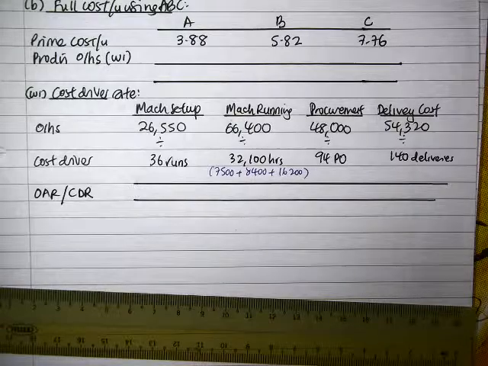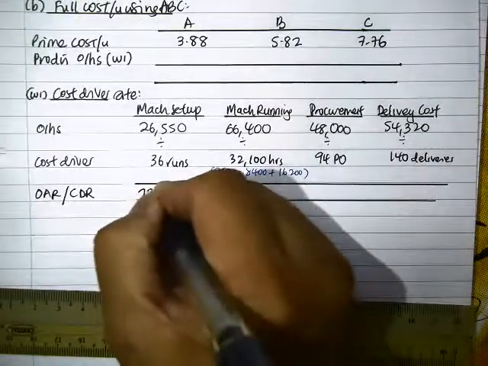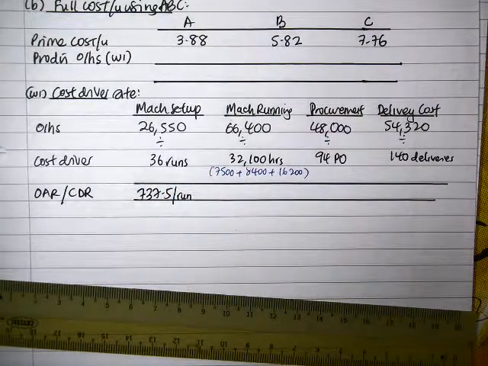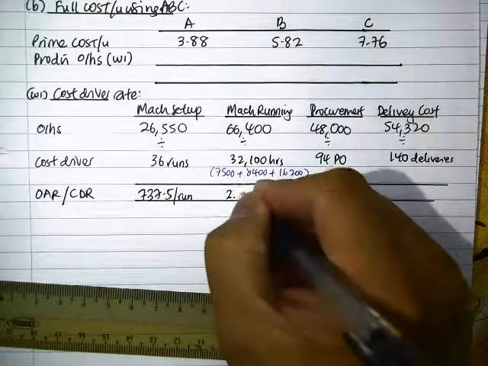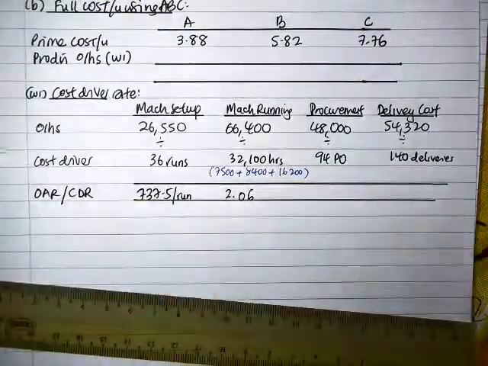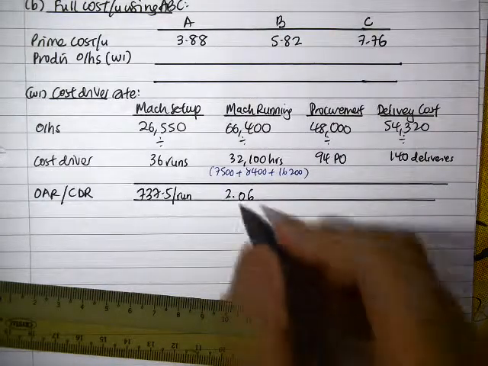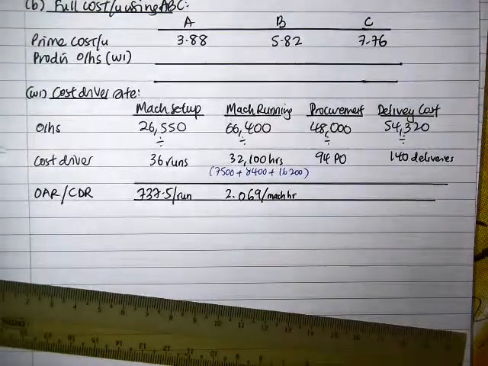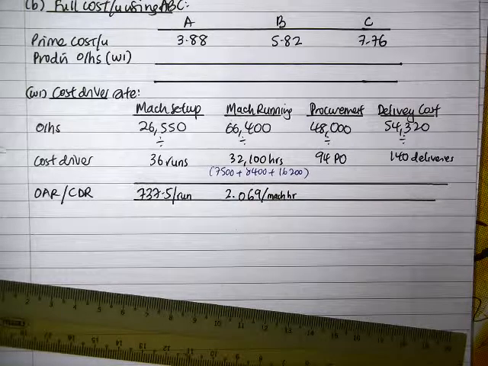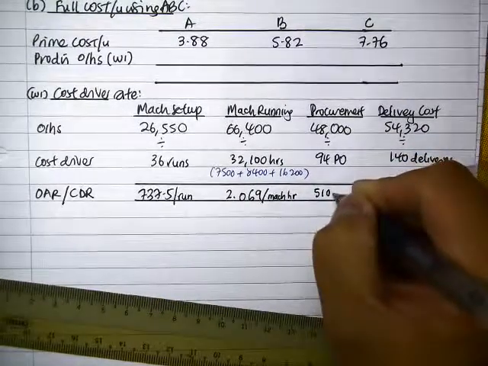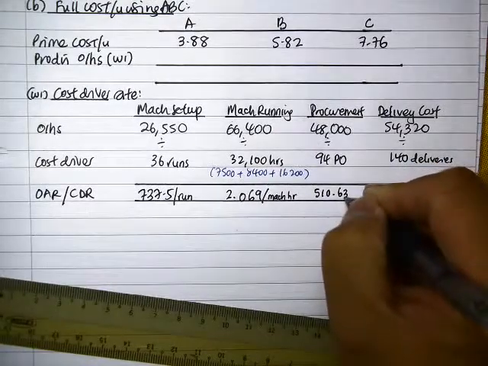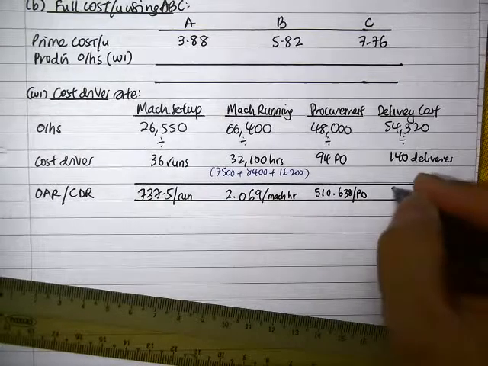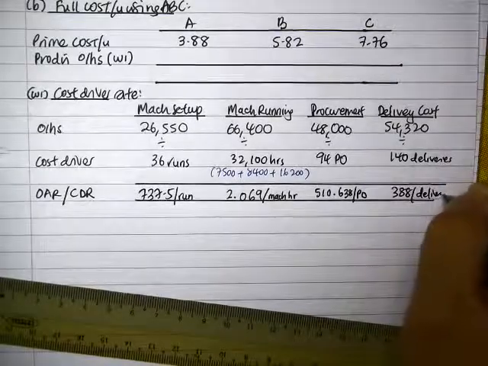So machine setup will be 737.5 per run. The question says decimal points, if they don't have, then 2.6069 per machine hour. 48,000 divided by 94, 510.638 per purchase order. And then 388 per delivery.